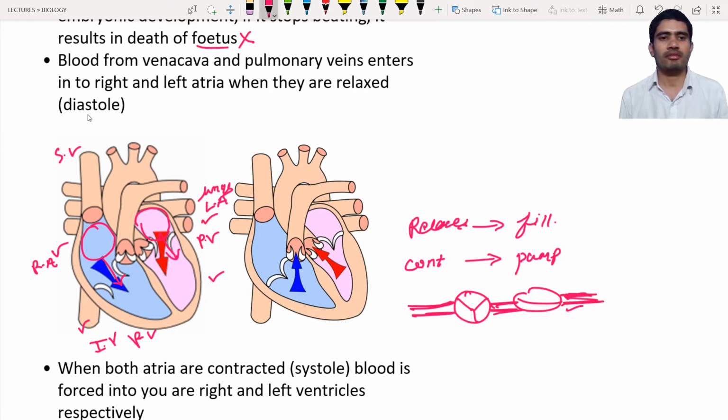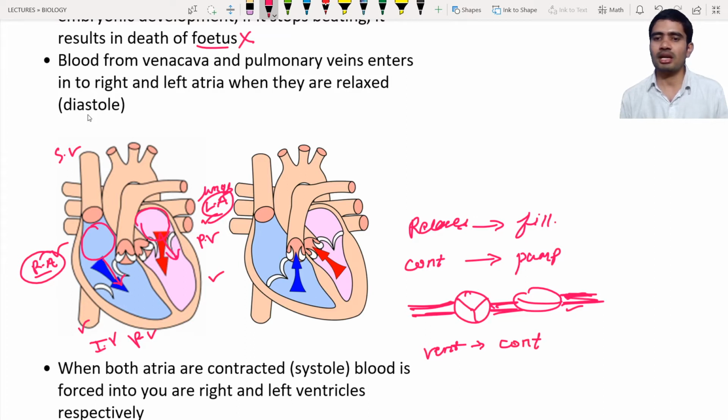When the right and left atria contract, the blood moves from their chambers to the ventricles, which are next to the atria. The ventricles are in relaxed condition, and this is the reason they accept blood from the atria. Now the ventricles are filled with blood. When the ventricles are filled with blood, what are they going to do? They are going to contract.